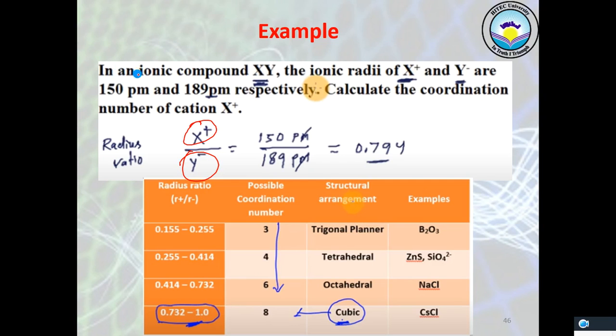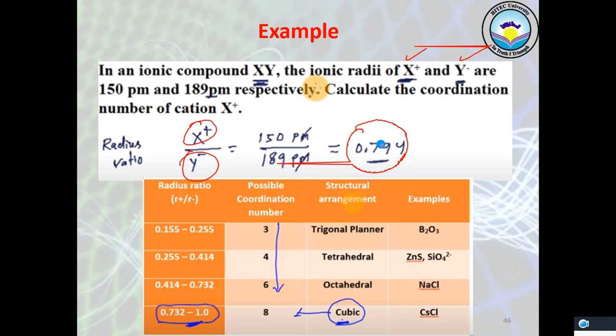Example is that in an ionic compound XY, the ionic radii of X+, that is the positive ion, and Y-, this is your negative ion, are 150 pm and 189 pm, picometer, respectively. Calculate the coordination number. We will use the formula of radius ratio. For example, the ratio of the smaller radius for the positive element and the larger radius for the negative element. So these are the radii, and when we get the ratio, it will be 0.794.